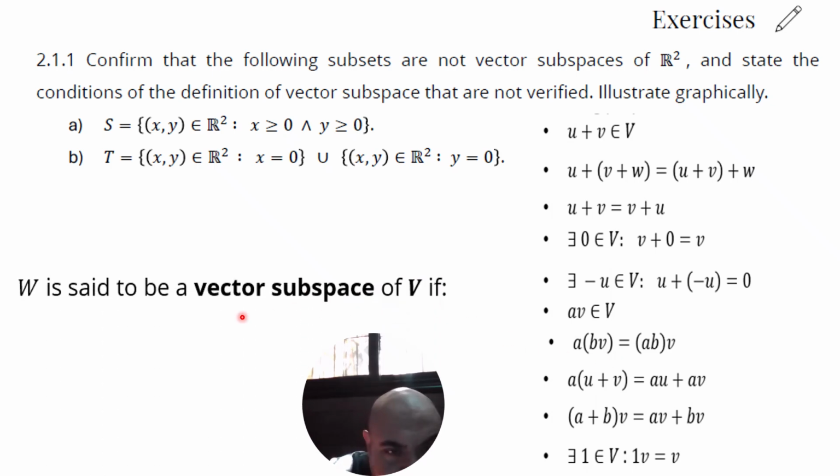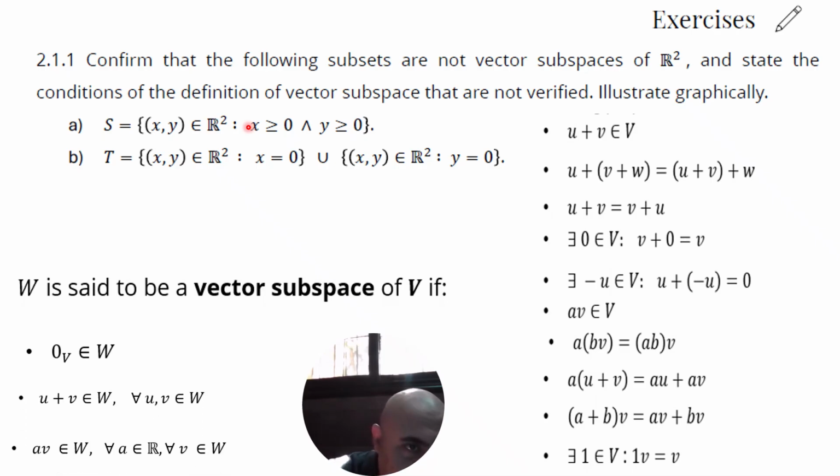So W is said to be a subvector space if and only if the origin of this set is exactly the origin of the vector space that it belongs to. So this is the first step. Second step, closure under addition and the closure under multiplication by scalar. Let's see the first question.